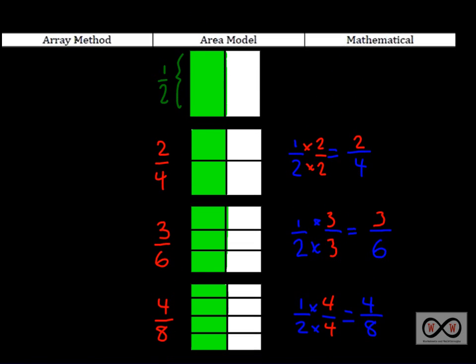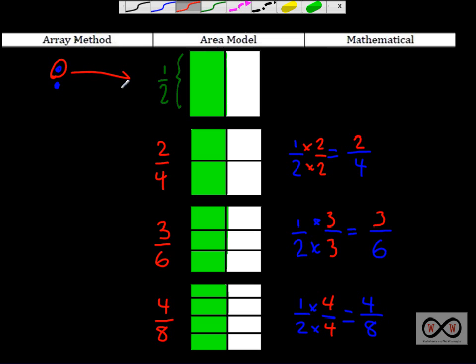Now, let's take a look at the array method. The array method, you've got a 1x2 array, and with one part of the set you're focusing on, there you go. We've got 1 out of 2, and that is equivalent to 1/2. Now let's look at 2/4.